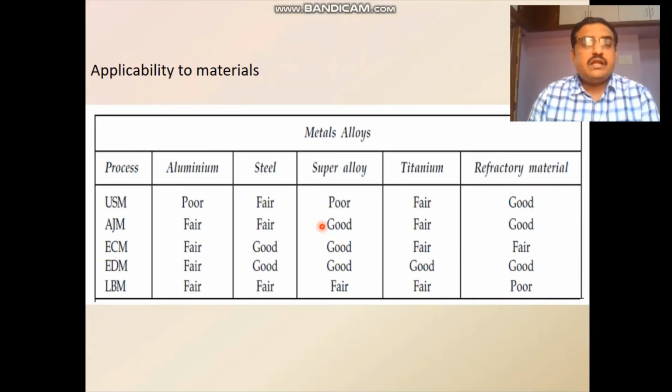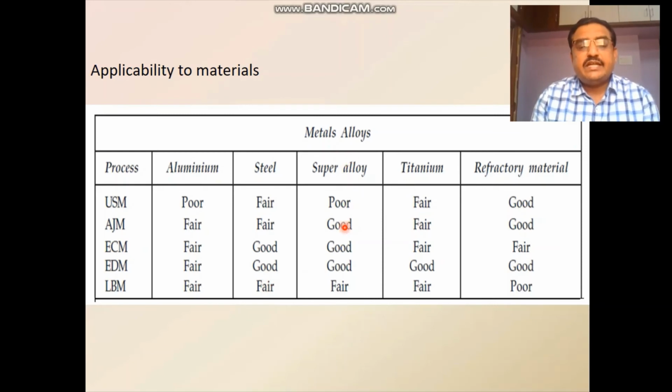The material applicability with the different processes: as we can see, aluminum is poor with USM and fair with other processes, so it is not suitable for these non-traditional machining processes, as aluminum is ductile and soft. Steel has good machinability with the ECM process and EDM process, whereas with USM, AJM and LBM it is difficult because it is a ductile material.